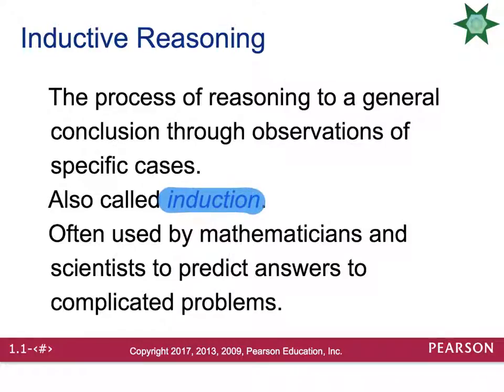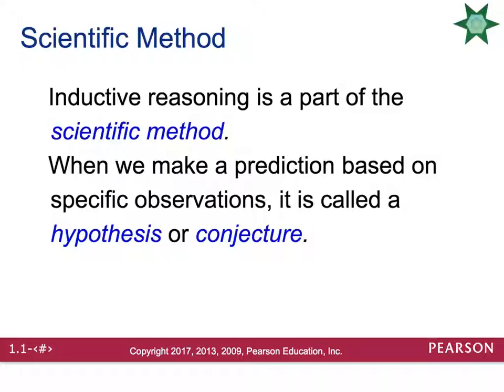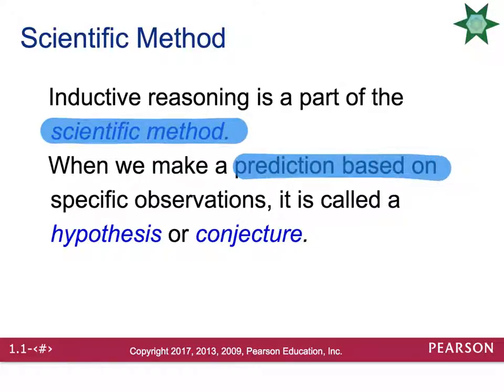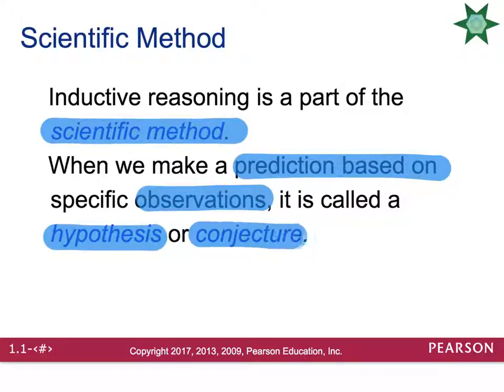And we use it in the scientific community to predict answers to complicated problems by looking at observations. So inductive reasoning is part of what we call the scientific method. So we make a prediction based on observations. That's called a hypothesis or a conjecture. One example of that would be the weather. You're looking at observations of weather patterns and then making a prediction based on what you've seen. Maybe you look at average temperatures from the previous year or from the previous month.